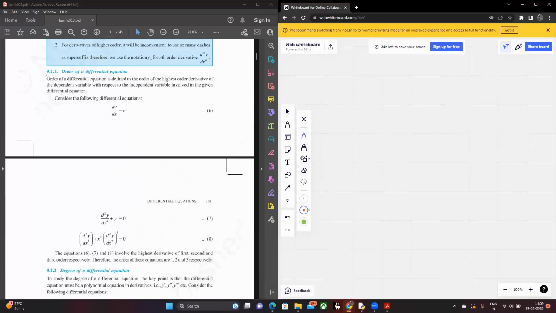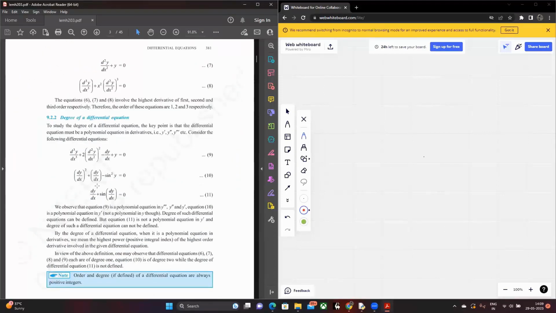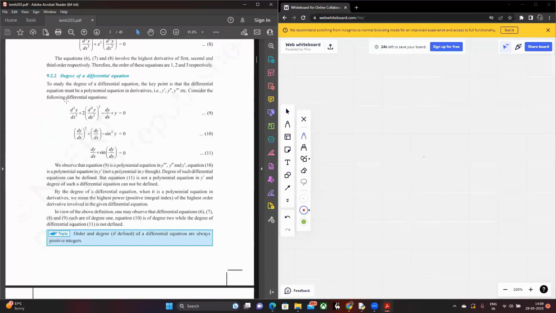Again, order is the order of the highest order derivative of the dependent variable with respect to the independent variable, right? Basically, here is 3, here is 2, here is 1. Degree is the exponent of the highest order derivative term, right? This is y triple dash.